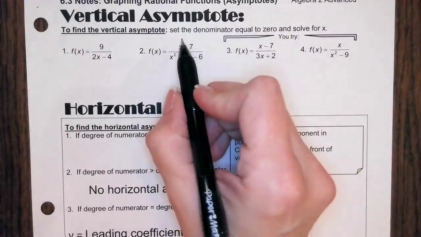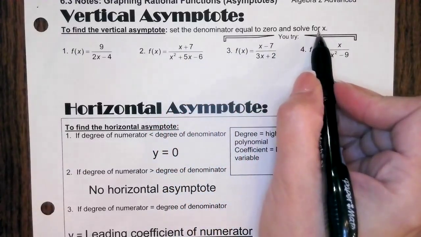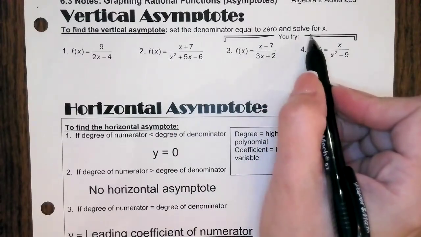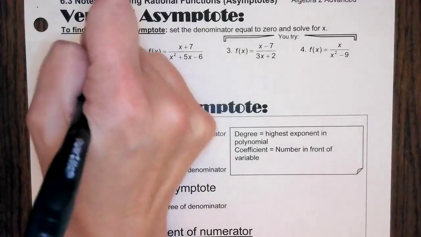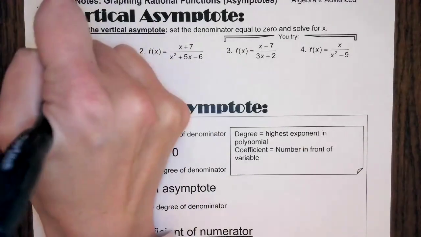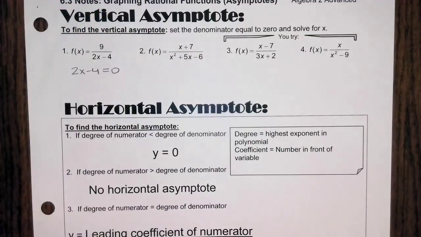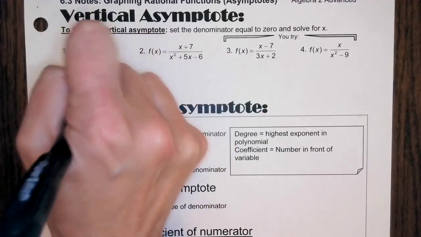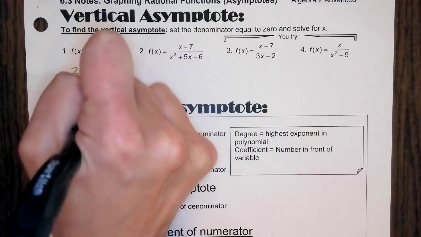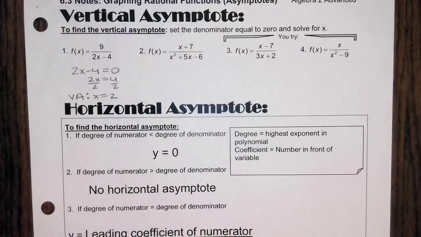In order to find that vertical asymptote, we want to set the denominator equal to 0 and solve for x. And that's going to take a couple different things. You might have to factor, you might have to just solve a linear, but that's what we're going to do. So right here, I've got 2x minus 4 in the denominator. So I'm going to set that equal to 0 and solve. We add the 4 and then divide by 2, and x is equal to 2. That is my vertical asymptote, so I would graph a vertical line at 2.